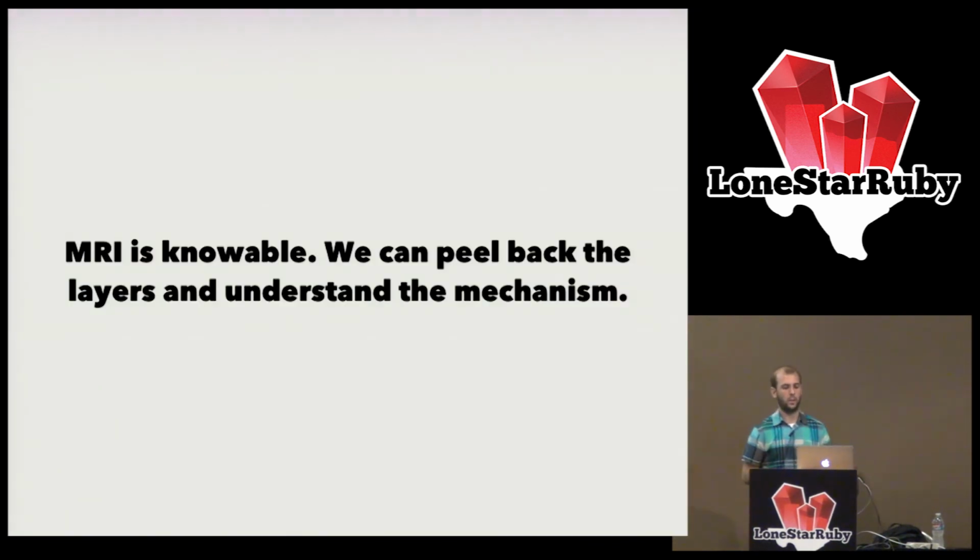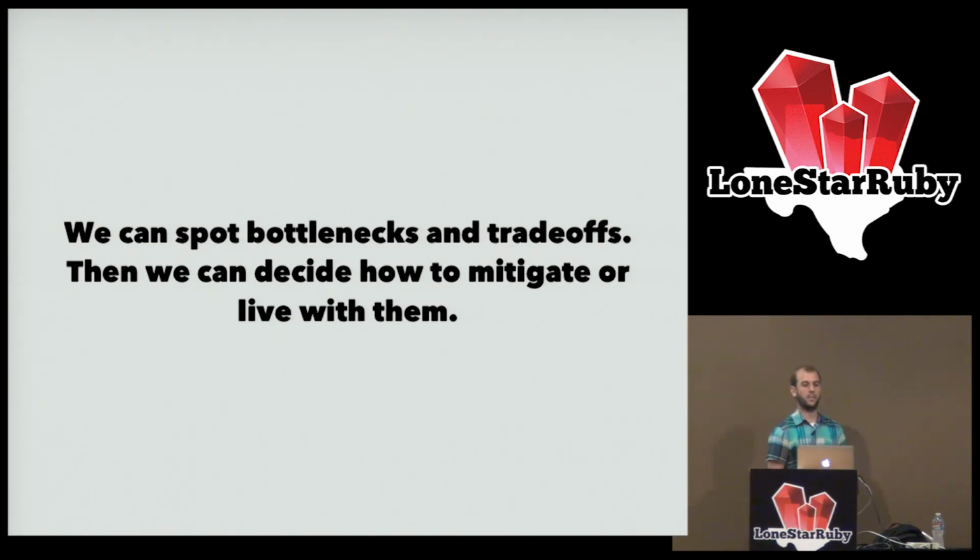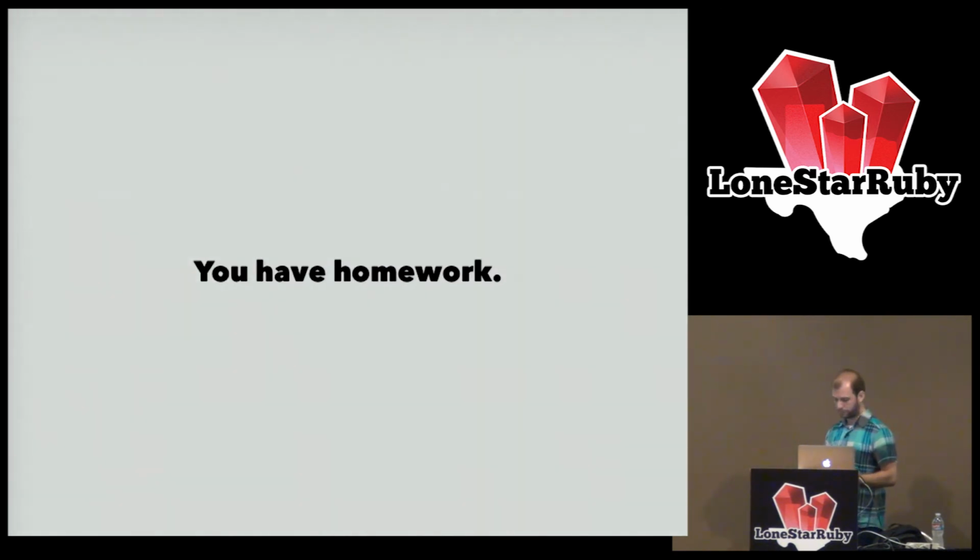MRI is knowable. We can peel back the layers and understand the mechanism. We can understand how the machine works. We can also peel back the culture and understand how Ruby core works, why they do things the way they do. We can spot bottlenecks and identify design trade-offs. And then we can decide how to mitigate those things and improve them in the future, or we can figure out how to live with them in the short term before we can fix them.